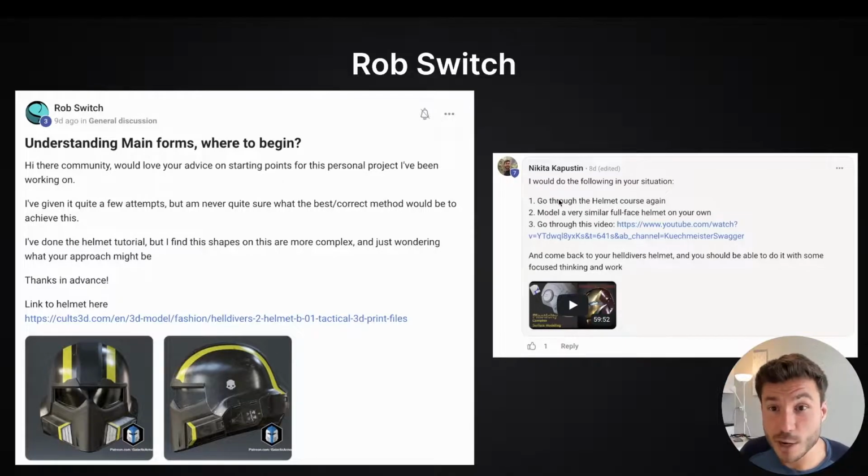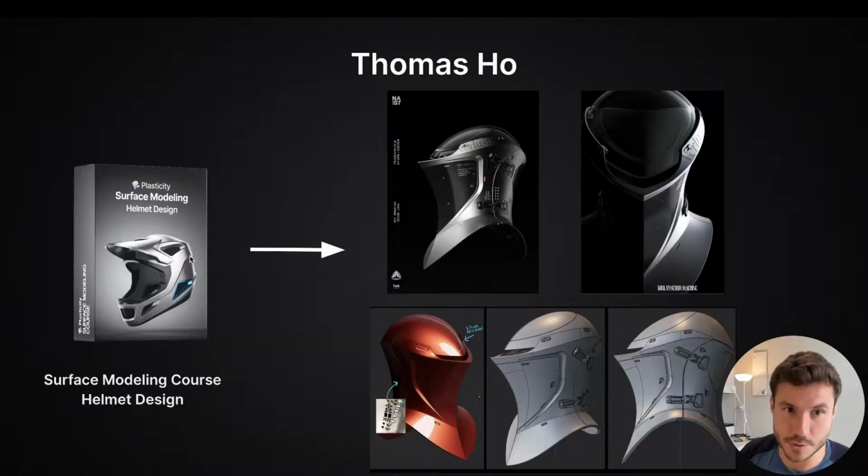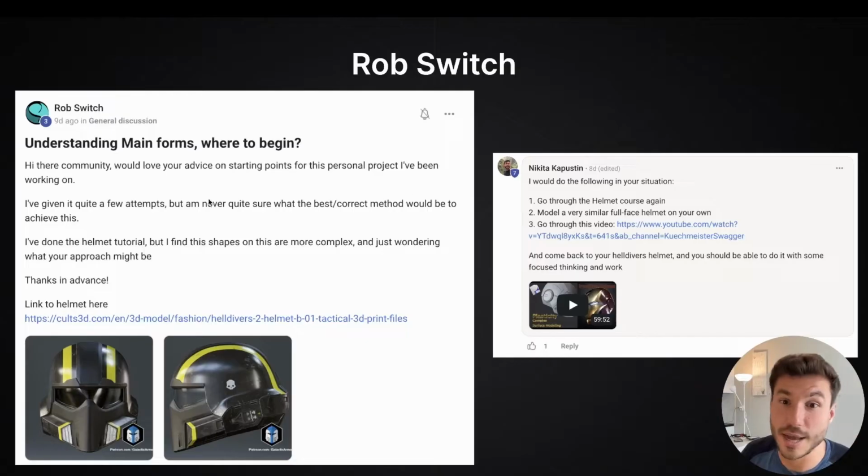And then I wrote him, "I would do the following in your situation. Go through the helmet course again, just to make sure. Model a very similar full face helmet on your own." So something very similar to this. It's a bike full face helmet. And just an additional tip, go through this video. It's a little bit more advanced, but without explanation, from Küchmeister, where he models this iron mask. Because after taking my course, he will understand what's happening in the video.